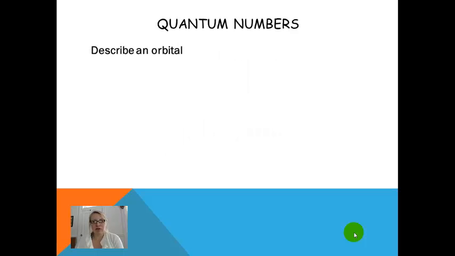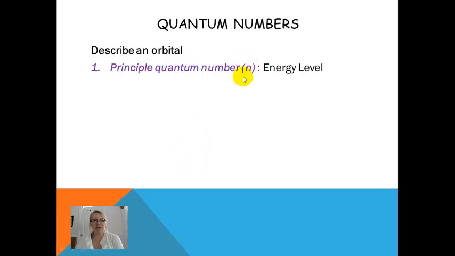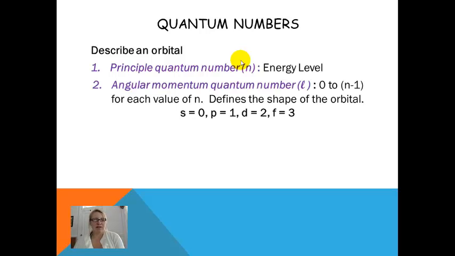Quantum numbers describe an orbital. The first type of quantum number is called the principal quantum number, which is n, and that tells you what energy level an electron is in. Remember, energy level is the same as period. The second quantum number is called the angular momentum quantum number, which is L, and L can be anywhere from 0 to n minus 1, and that tells you what shape it is.